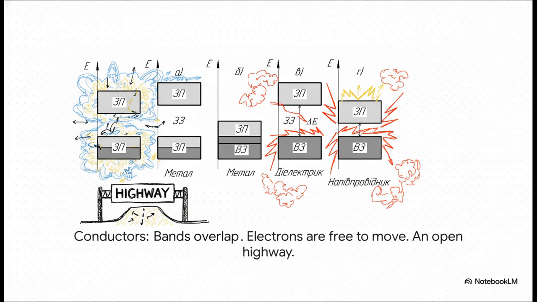There is no forbidden gap at all. This means the electrons are pretty much born on the highway. It takes almost zero energy for them to start moving. And that's exactly why metals are such amazing conductors.